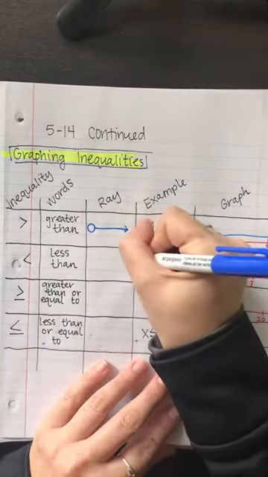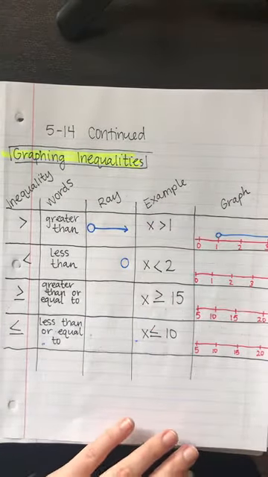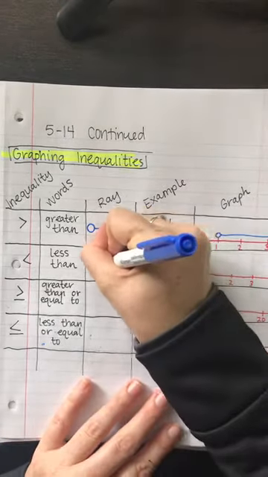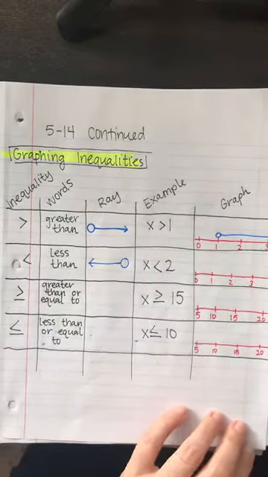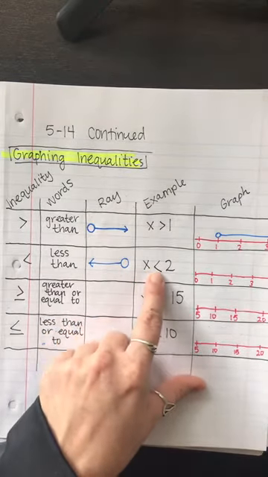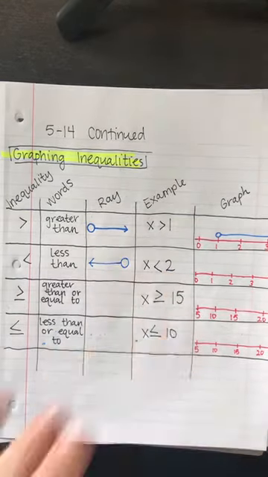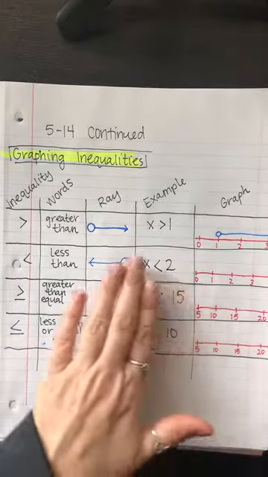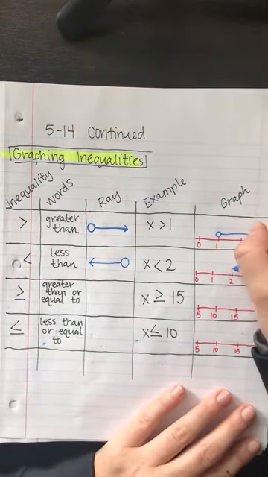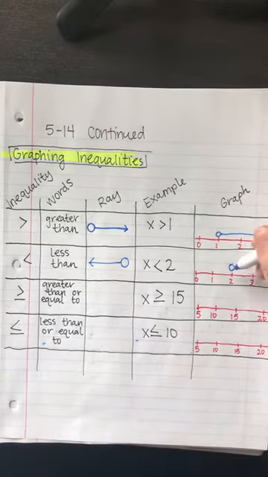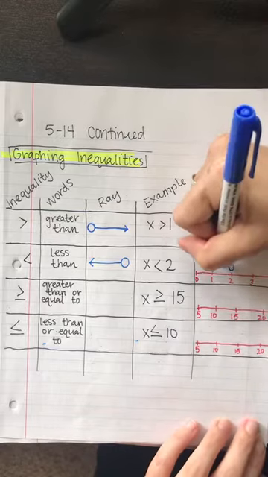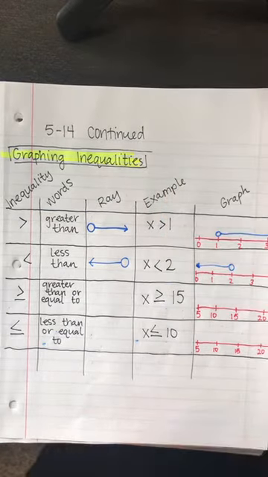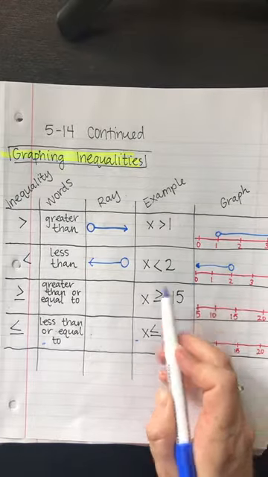Okay, less than is also going to start with a hollow point, and its ray will travel to the left. So here I have x is less than 2. So it's going to be everything that is less than 2. It's going to be 1.9, 1.8, 1.7, 0.01, negative 1,000, all the way this way to the left on the number line. So I'll start it right here at 2 with my hollow point, and then my ray travels to the left, including all of these numbers that are less than 2.